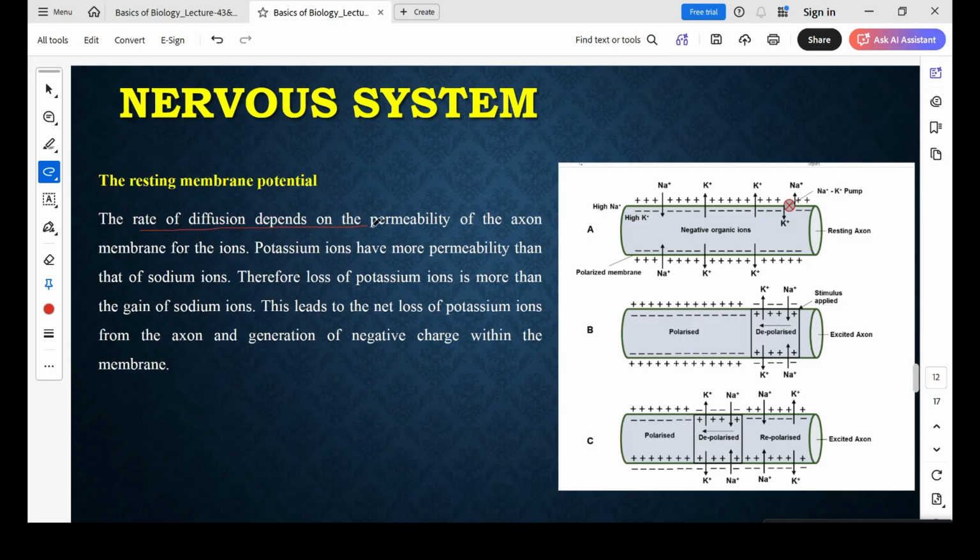The rate of diffusion depends on the permeability of the axon membrane for the ions. Potassium ions have more permeability than sodium ions. Therefore, loss of potassium ions is more than the gain of sodium ions. This leads to a net loss of potassium ions from the axon and generation of a negative charge within the membrane.